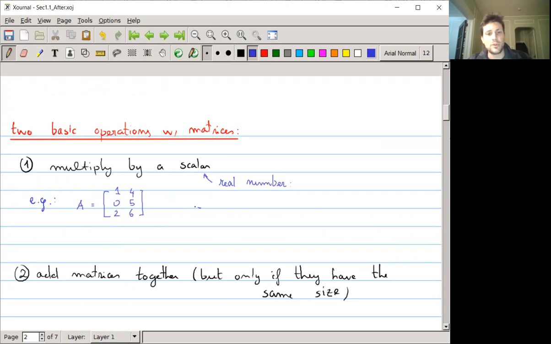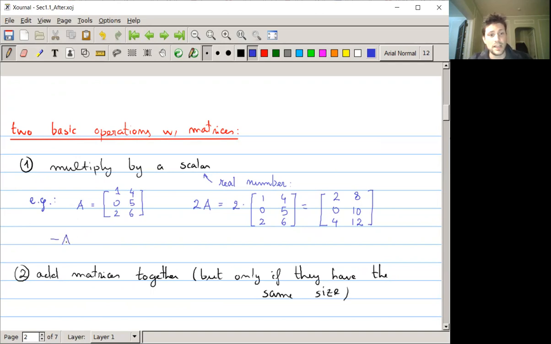So for example, I can write down 2A, and that's what I get by taking all the entries in A and multiplying them by 2. So when I write this, what I really mean is 2, 0, 4, 8, 10, 12. You can do that for any number.